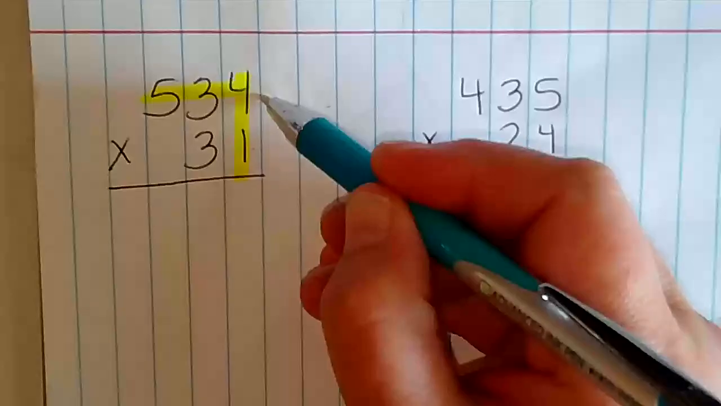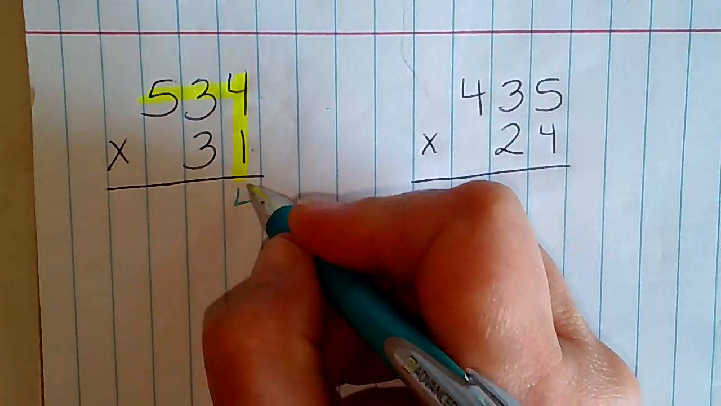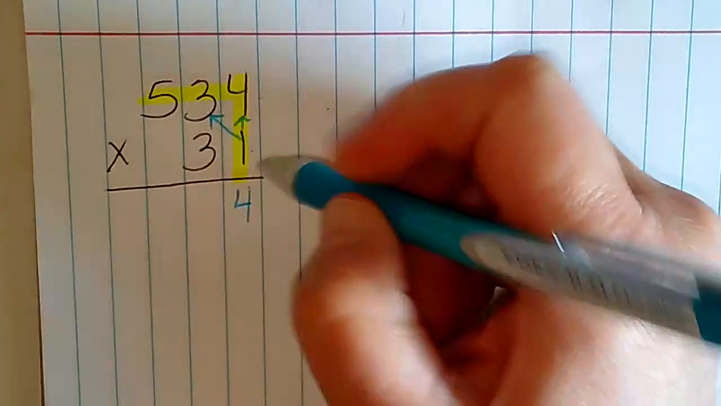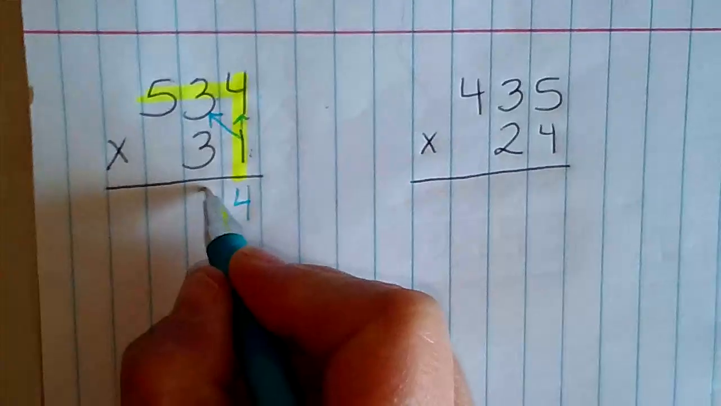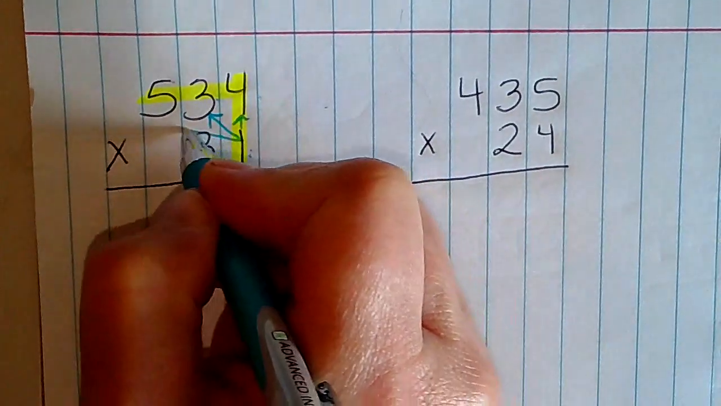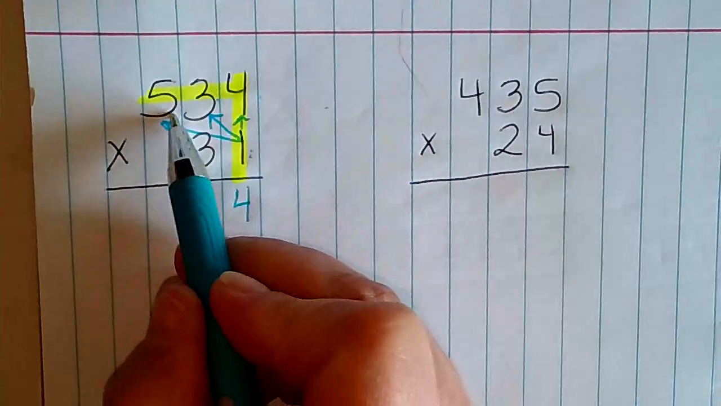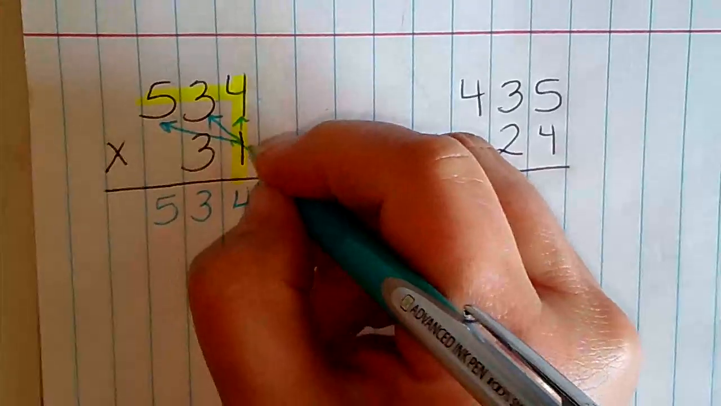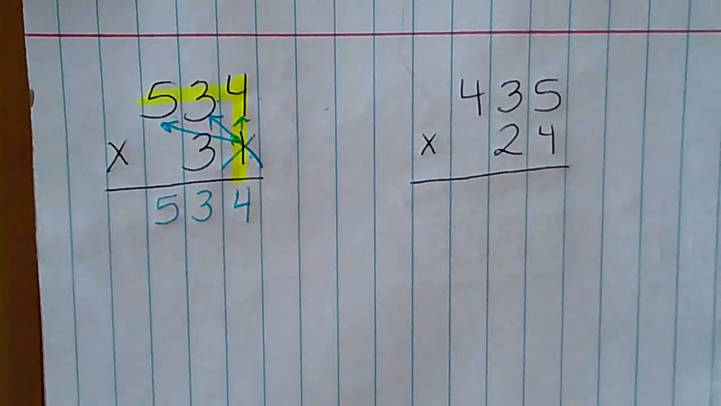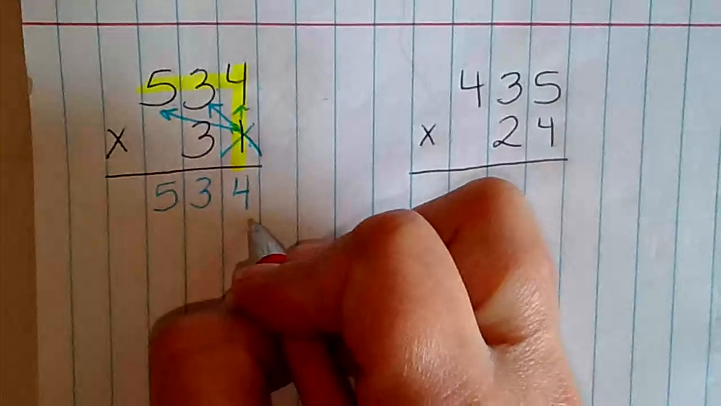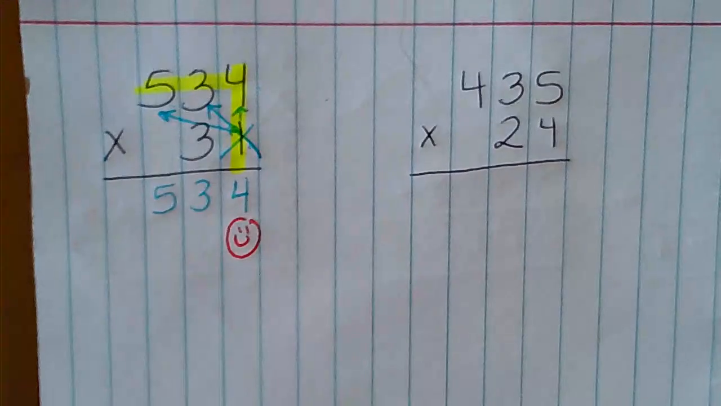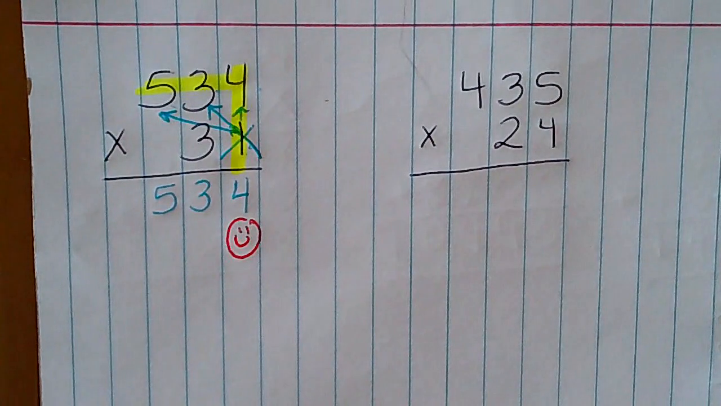So 1 times 4, of course, is 4. And then we're going to skip on over. 1 times 3 is 3. And we have to do 1 times 5, which is 5. Now we are finished with our ones place. We have to put this little placeholder here. 0 is our hero. Remember him. Then we can move on to the tens place.